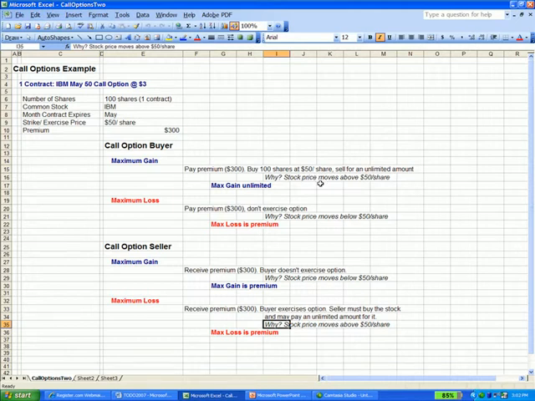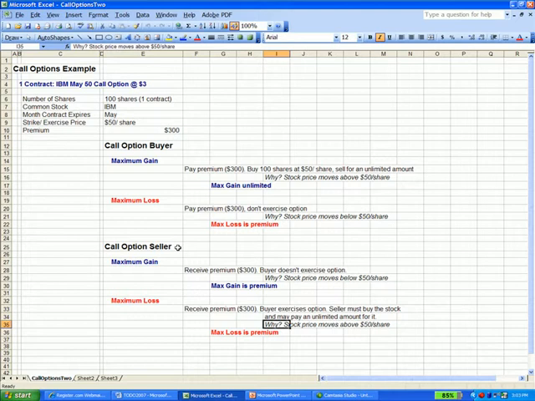You would only take advantage of this if the stock price moved above $50 a share. It wouldn't make any sense to buy the stock at 50 when the market price is 20. You're better off just buying it at the market and ignoring your option. That brings us to our maximum loss. You pay your premium, the $300, but you choose not to exercise the option because the stock price has moved below $50 a share. The market price is below this strike or exercise price we mentioned earlier. So your maximum loss is your premium. For the call buyer, the maximum loss is pretty insignificant compared to how much you can gain.